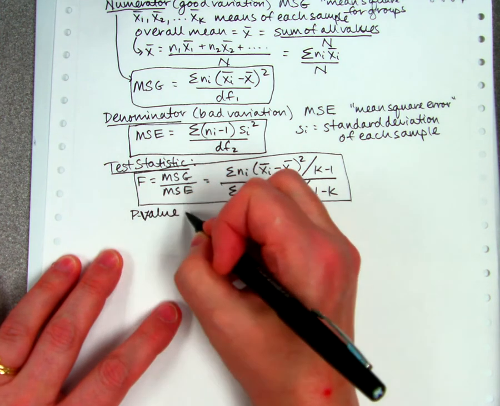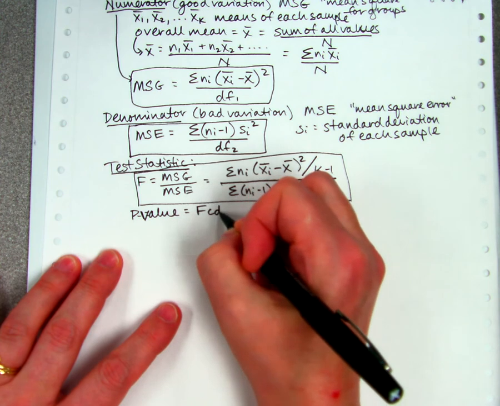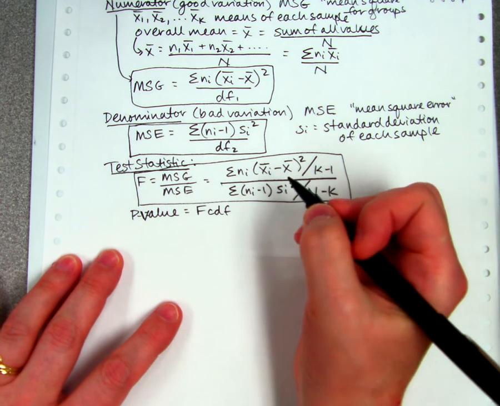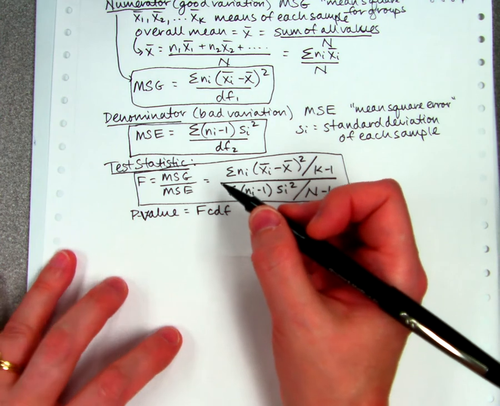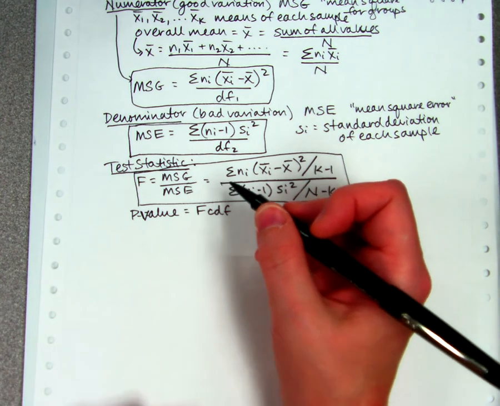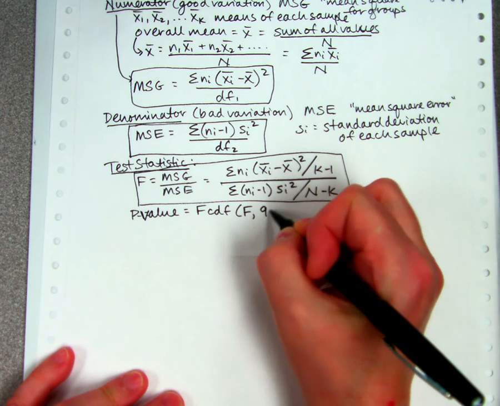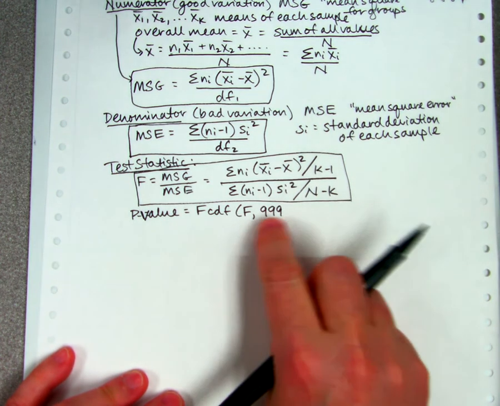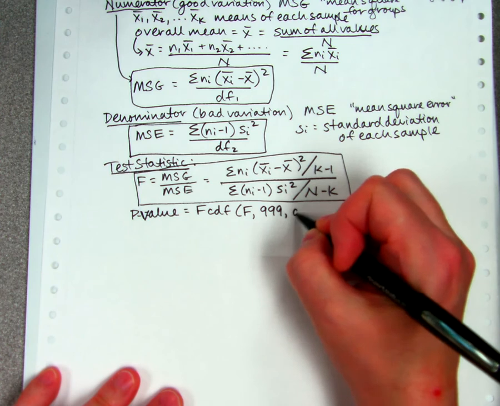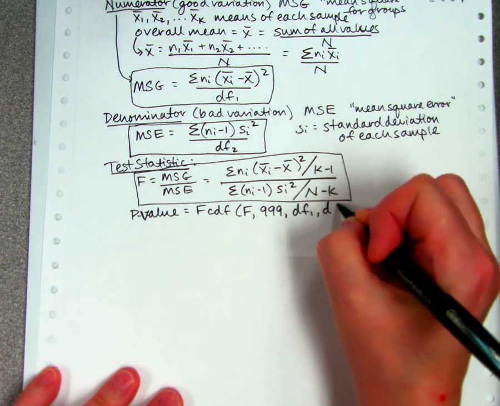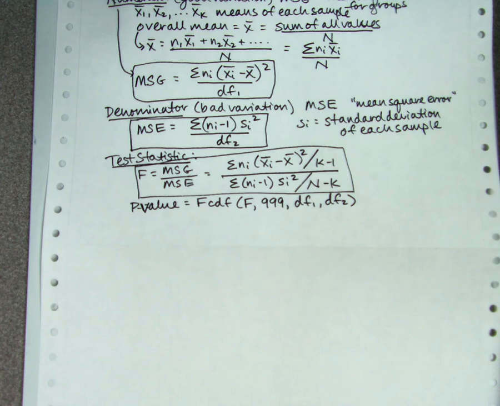which is actually easier than you think because your calculator has a thing on it called FCDF. Isn't that convenient that they have that on the calculator? I mean, go look for it. It's in the same menu as normal CDF and T-CDF and chi-square CDF. It's there. And so you put your F value, and it's always a right-tailed test, like chi-squared. So you have F and then 999 or some big number. And then you have to have both DFs, df1 and df2.